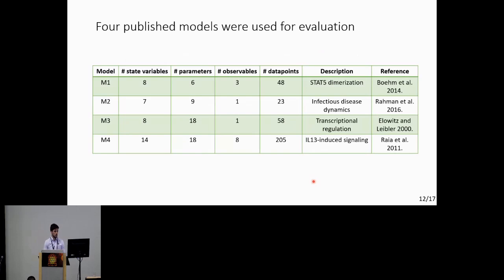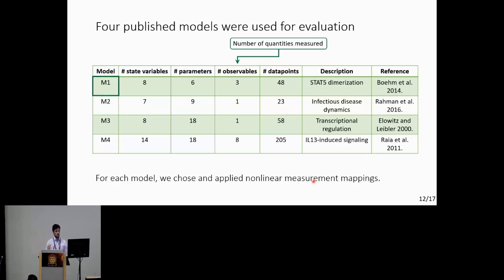So for this evaluation, we use 4 published models. They're coming from different areas. They have a varying number of state variables, parameters, observables, and data points. All of these quantities are mostly understandable, except probably this third one I didn't introduce yet. So we call observables the quantity measured. So the number of observables corresponds to the number of different quantities measured, different proteins or whatever.